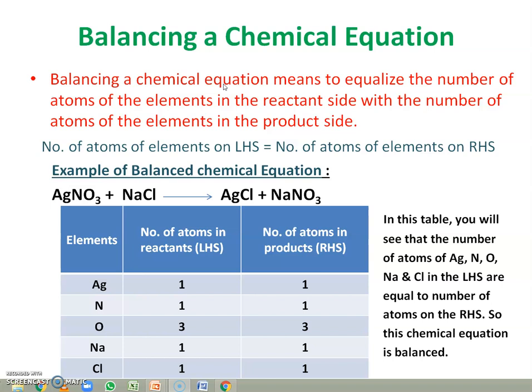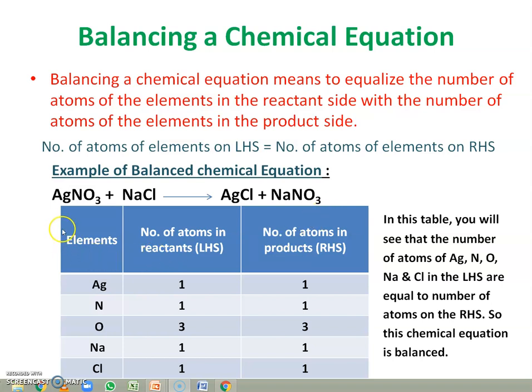In other words, we can say that to balance a chemical equation means to equalize the number of atoms on the left hand side and the number of atoms on the right hand side. Let us look at an example of a balanced chemical equation. In this equation, we can see that when silver nitrate is reacted with sodium chloride, silver chloride and sodium nitrate are formed. Now let's look whether the equation is balanced or not.